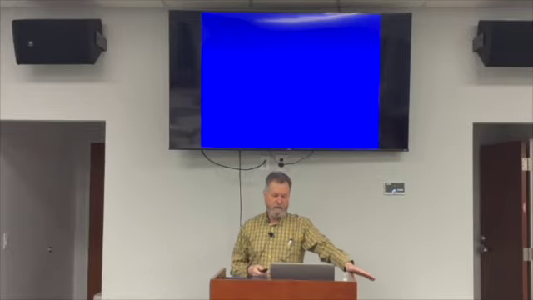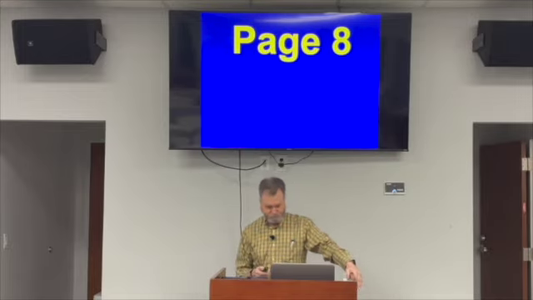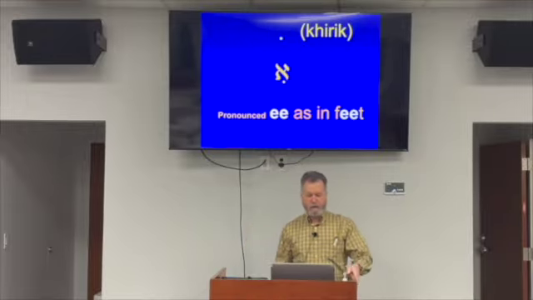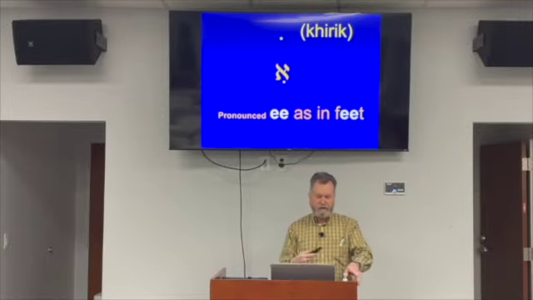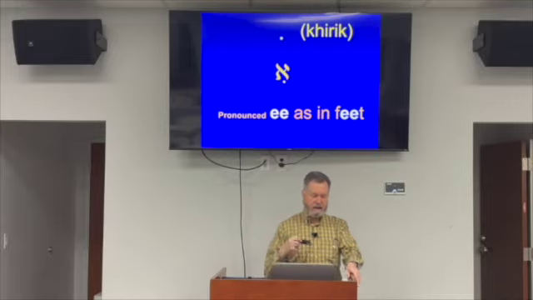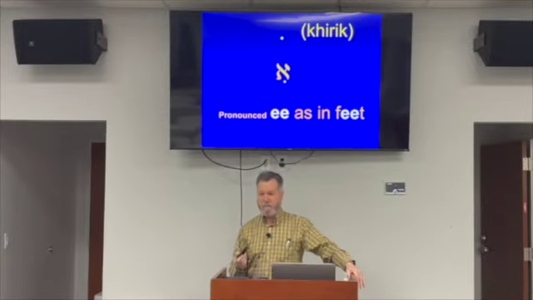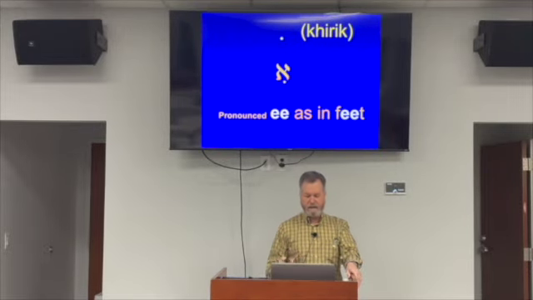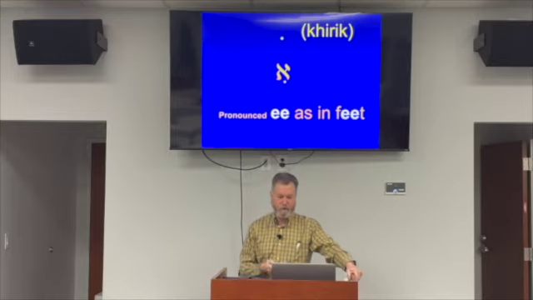So we got through page 7 last time, so we're starting on page 8. And we're starting with a correction, because your book says that a dot under a letter is different than what this says here. We are going to pronounce a dot under a letter as an E sound, a double E like the double E in feet. And it's called a chirik.